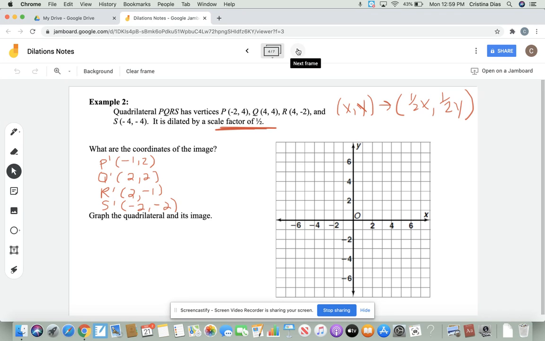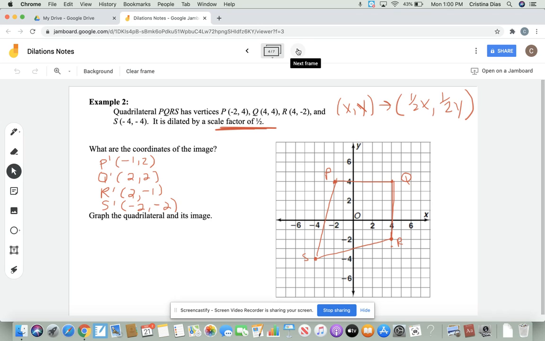Okay, so now we have to graph the quadrilateral and its image. So I'll go ahead and graph in red P at -2, 4, Q at 4, 4, R at 4, -2, whoops, and S at -4, -4. Okay, so I'm going to connect, trying to make the lines as straight as possible. Okay, so there's my quadrilateral.